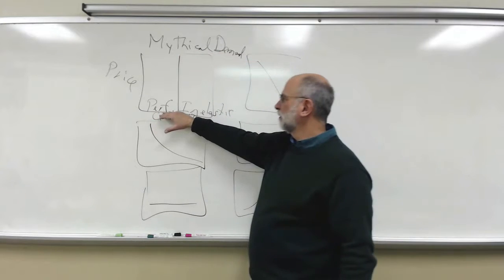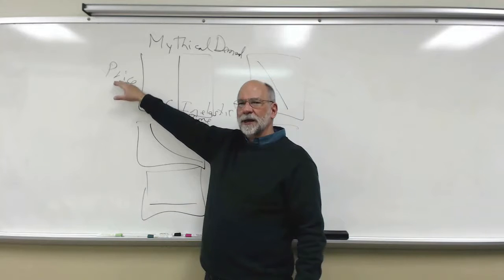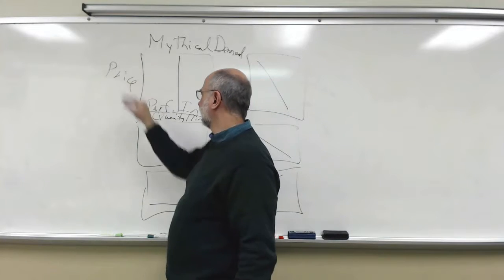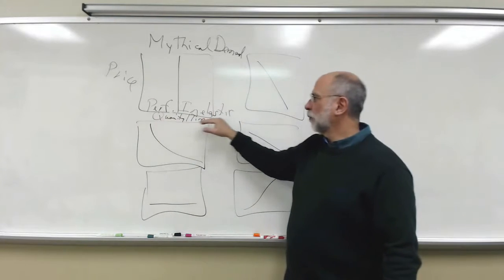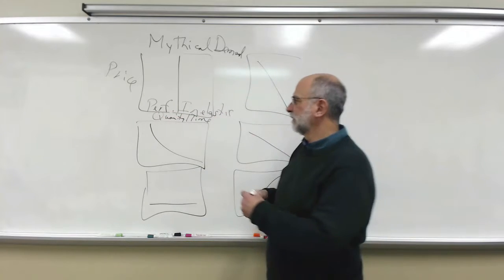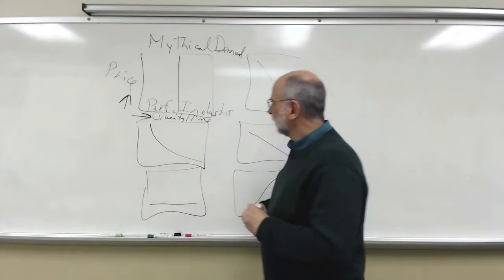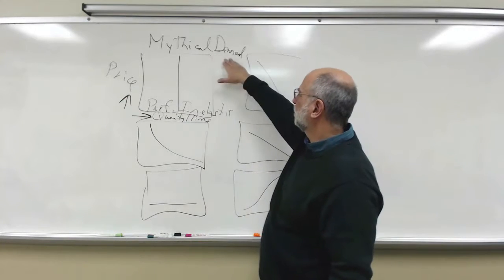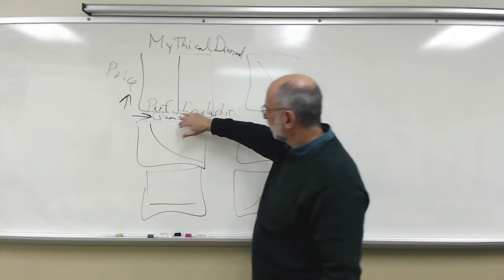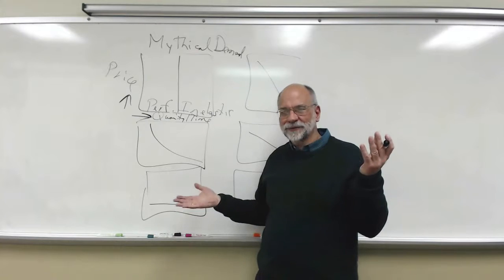This is the perfectly inelastic box. So we're talking about price going up this axis, and quantity or time, whatever, going across this way. You'll notice that under the mythical demand, what you've got is a line that goes straight up. Okay, so what does that reflect?